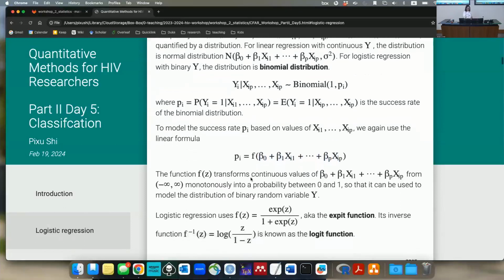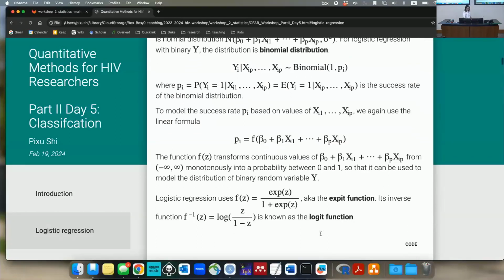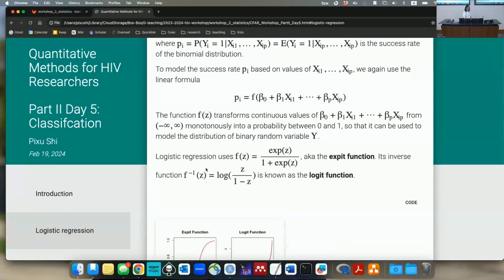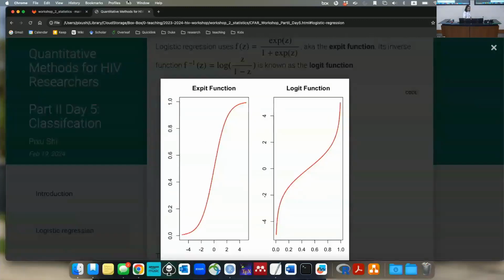And what function are we going to use for this f? There can be multiple options, but for logistic regression, we're going to use something called the expit function or logistic function, and the inverse of it is called the logit function. So the mathematical formula is not very intuitive, so I made a plot for those functions. On the left, this is an expit function. You can see that it's going to transform a real value variable into a variable between 0 and 1.